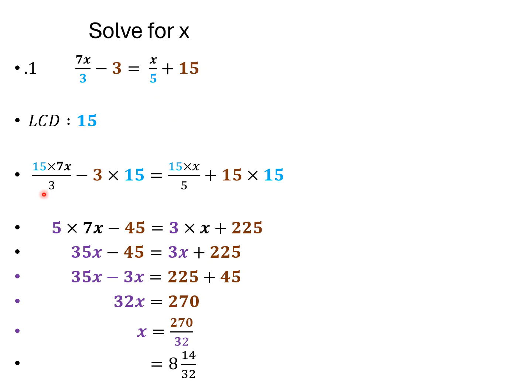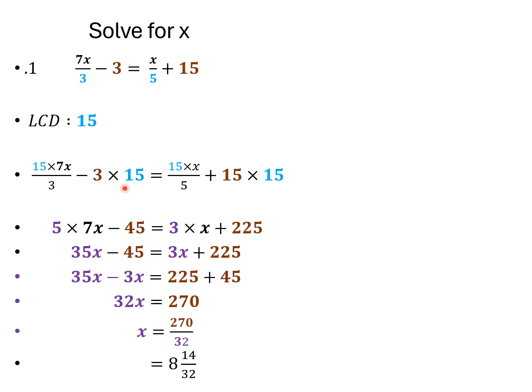Alright, so 3 goes in 15 how many times? 5 times. No? So that simply becomes 5 times 7x, and the 3 fell away. Negative 3 times 15 would give me negative 45. Alright. And then I have 15 times x, which is 15x. But 5 goes in 15 3 times, so that becomes 3 times x. And 15 times 15 is then 225.